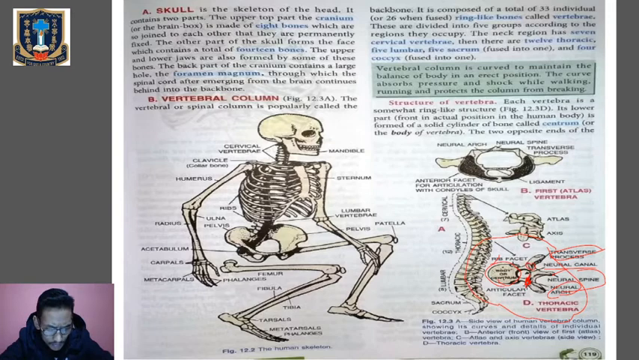So this is the general structure of the vertebrae. We will find the centrum, then on the dorsal side we will find the neural canal, which is formed by the two neural arches. Then from the neural arches, at the meeting points, we will find the neural spine.